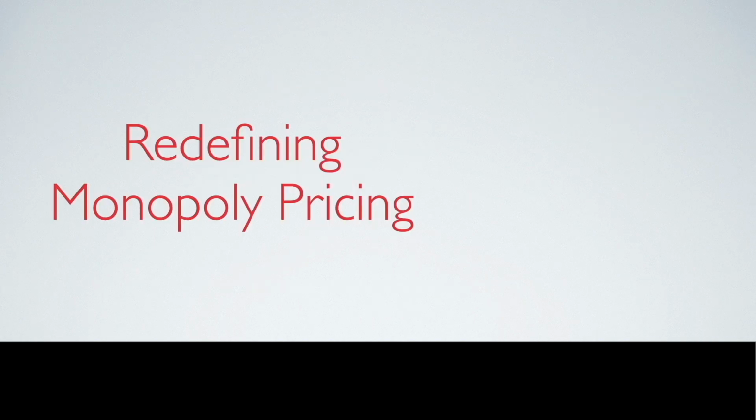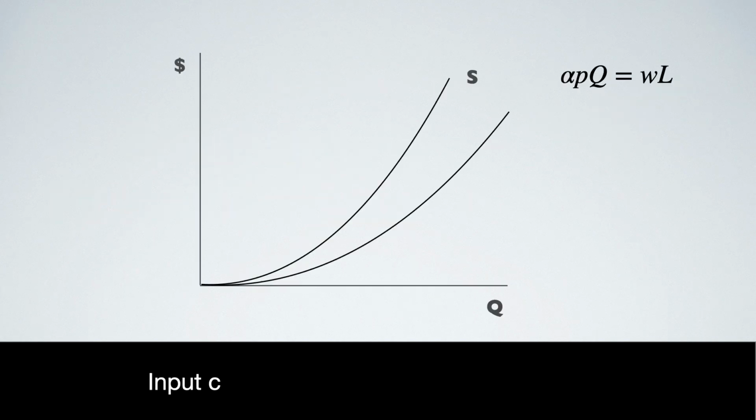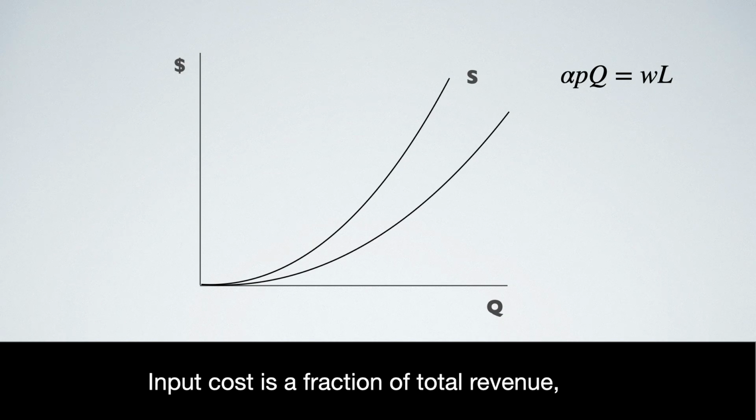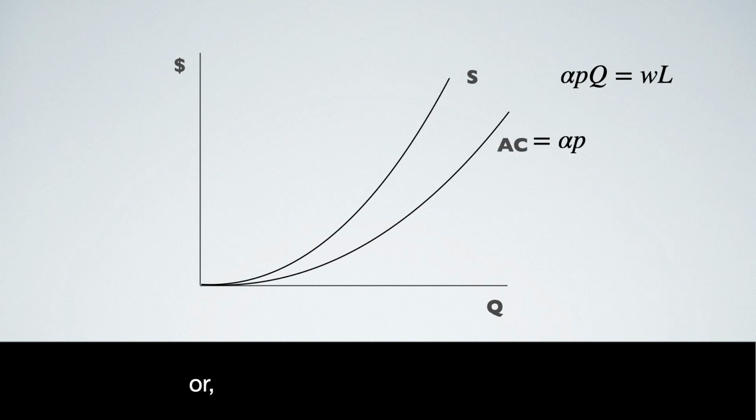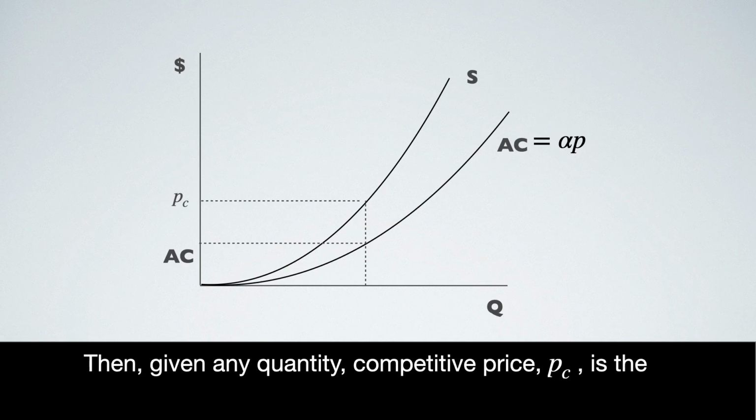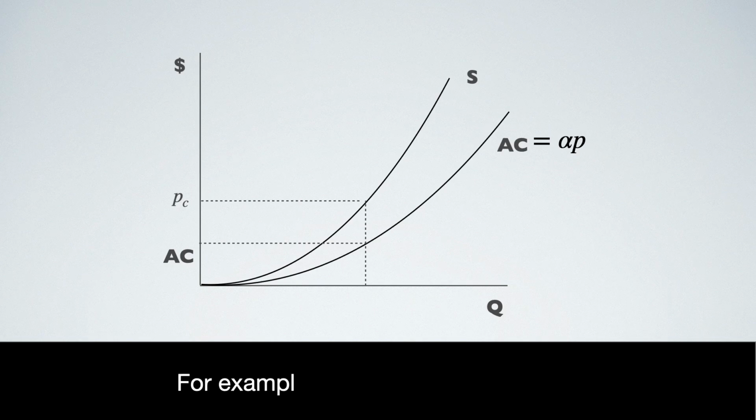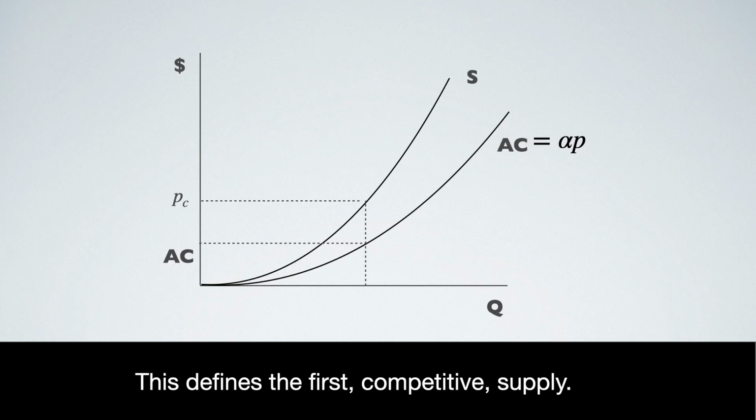Redefining monopoly pricing. Input cost is a fraction of total revenue. Or, in average terms, average cost is a fraction of price. Then, given any quantity, competitive price is the markup from average cost. For example, if alpha equals 0.5, PC equals 2 times AC. This defines the first, competitive, supply.